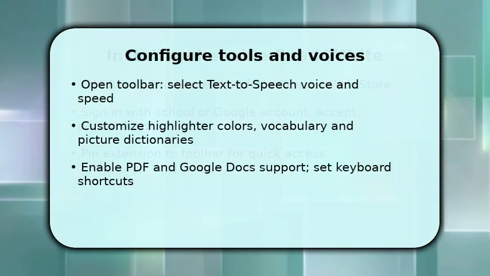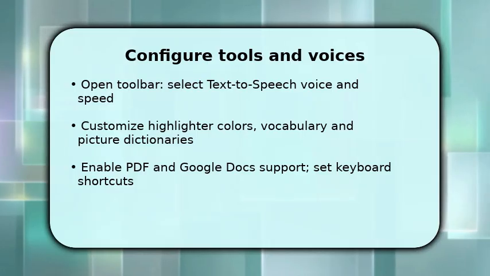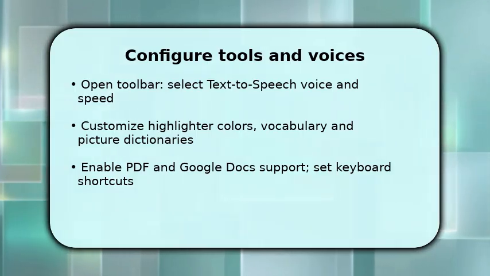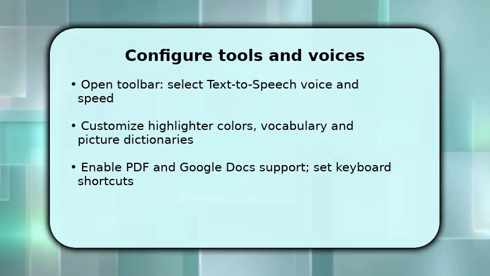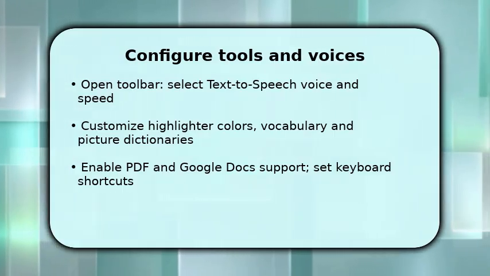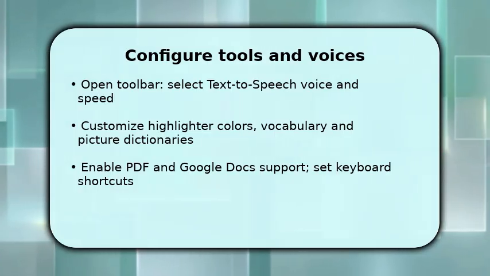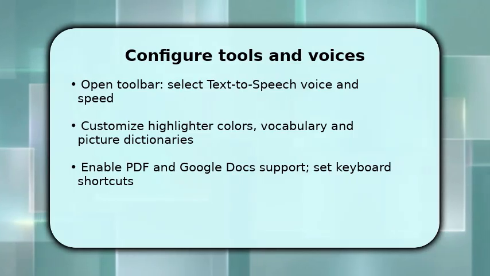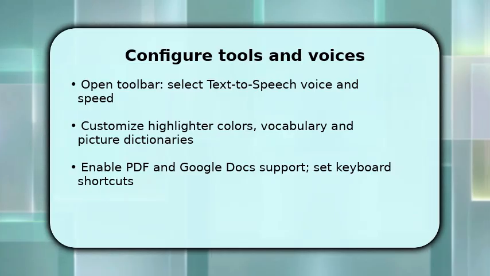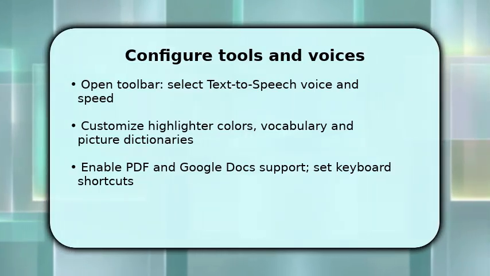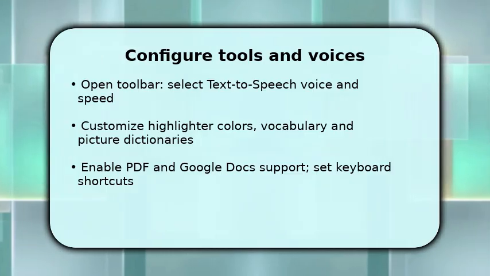You'll now configure the core tools. Open the Read and Write toolbar and choose a natural voice and comfortable speech rate for text-to-speech, because clarity matters. Then customize highlighter colors, vocabulary lists, and the picture dictionary to match your tasks. Make sure PDF and Google Docs converters are enabled so annotation and read-aloud work across formats. Finally, assign keyboard shortcuts for common actions so you can work faster. This reduces mouse trips and improves focus when reading or writing.